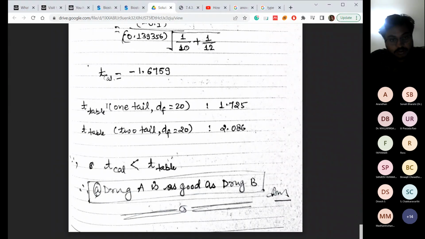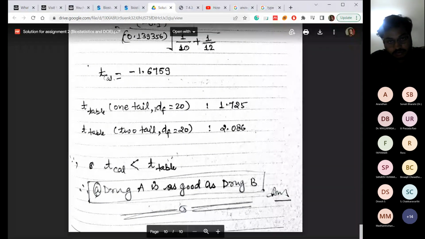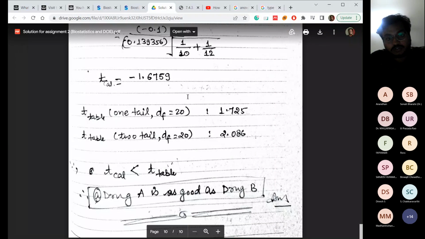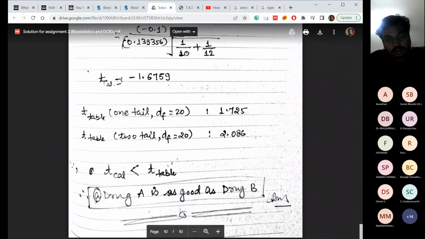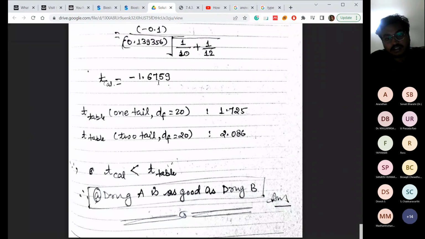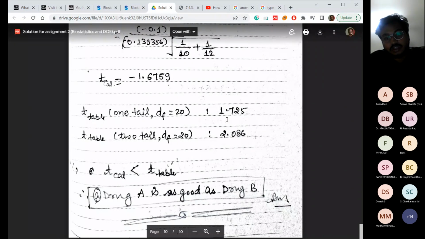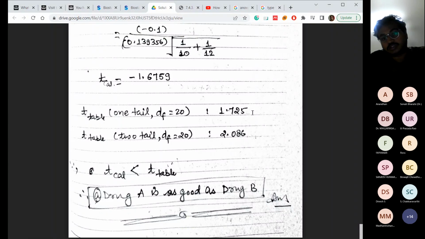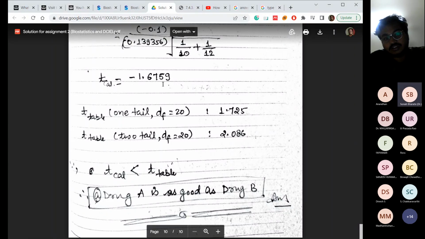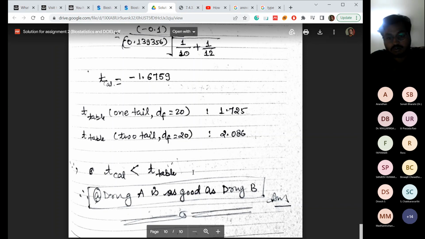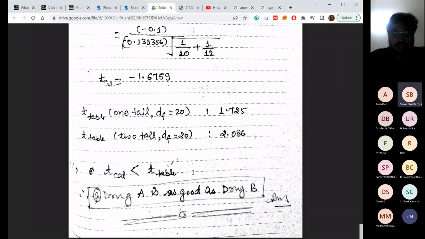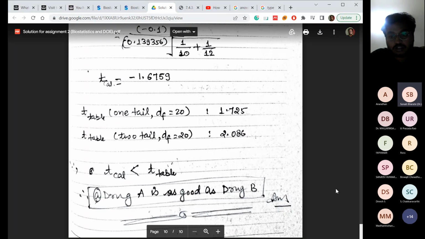Using the T table, the degrees of freedom and the confidence level, we'll get a T value from the T table. If the calculated value of T that we get is greater than one of these values, then we can reject our null hypothesis. In this case, it's not greater than both of them. So our null hypothesis holds. Our null hypothesis was that both the drugs are equally good. Yes. Thank you.